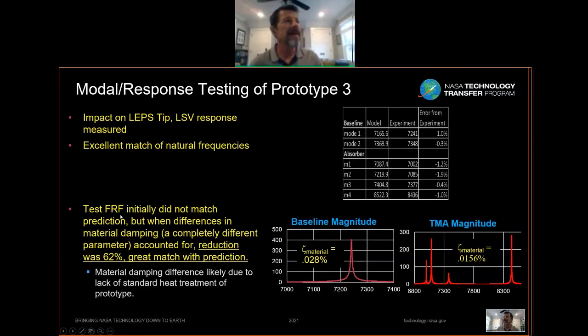Now, the initial reduction did not match the prediction. I actually only got about 31% reduction, and I was a little bit baffled by that. But then I went in and looked at the material damping on these two structures. It turned out that because I didn't apply a standard heat treatment onto the structure, just because it was a prototype and I didn't anticipate that this would happen, well, that's more than likely the reason.